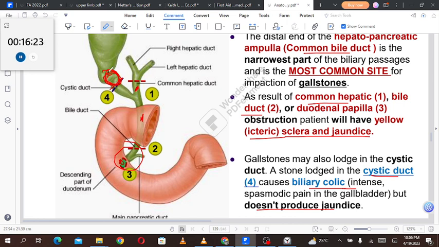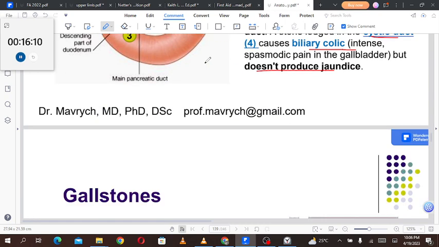Why will there be spasmodic pain? Because if it is obstructed over there, the peristaltic waves of contraction are coming, and they will contract against the stone, and there will be spasmodic, colicky pain. And if the stone falls back into the gallbladder, the pain will be gone. So this is the concept of spasmodic pain, and there will be no jaundice.